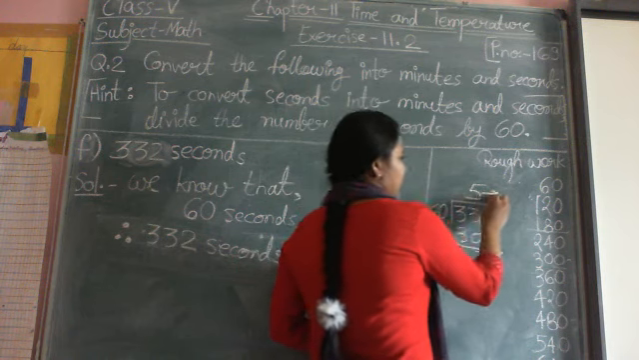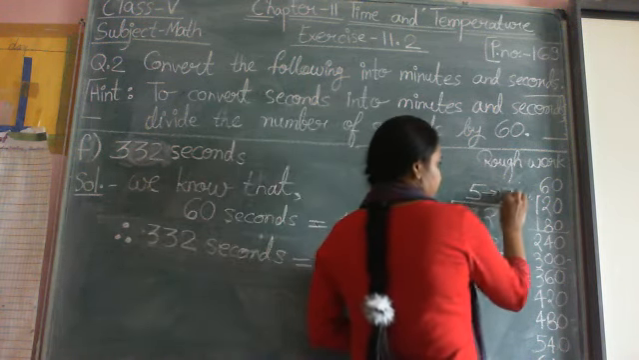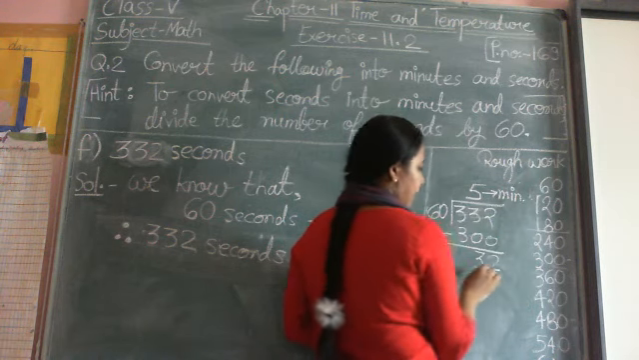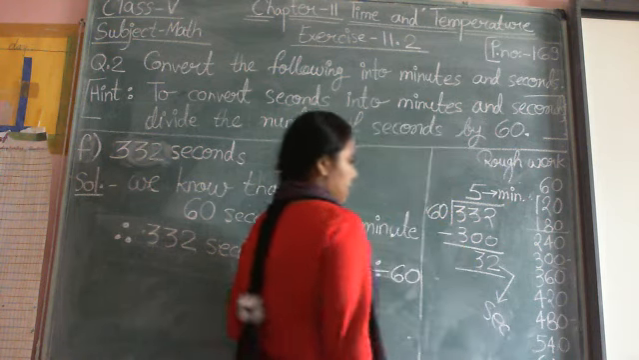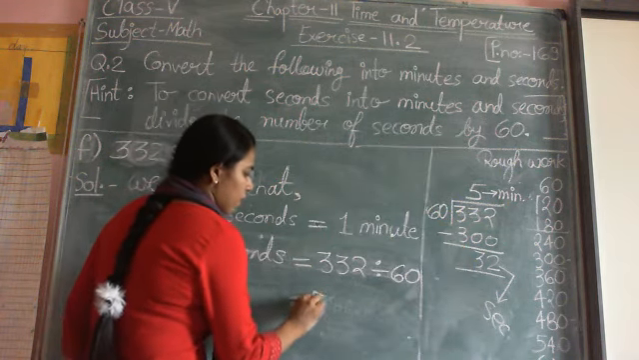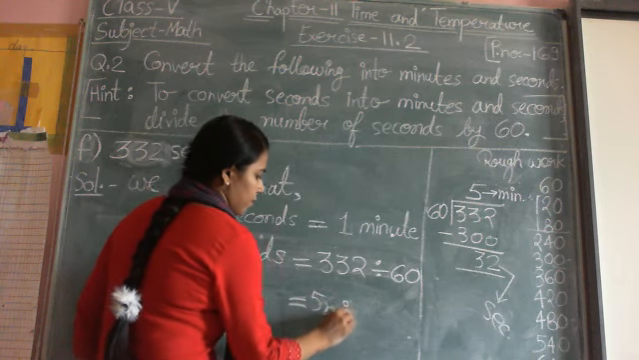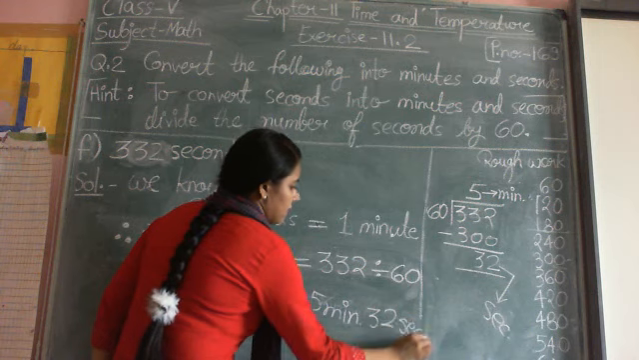Now the number in the quotient part will be minutes, and the number in the remainder part will be seconds. So when we divide 332 by 60, our result is 5 minutes 32 seconds.